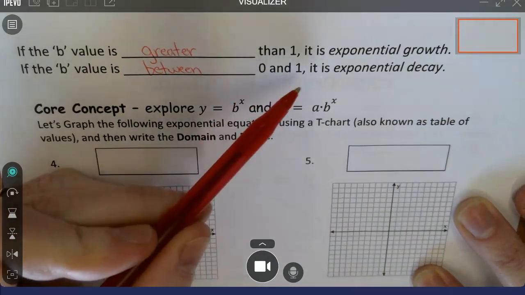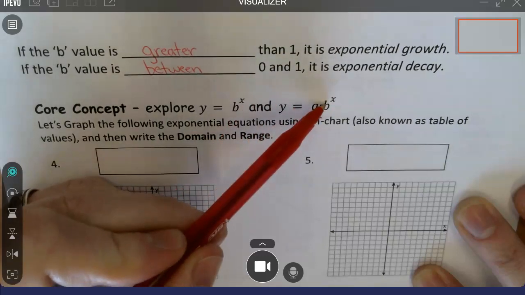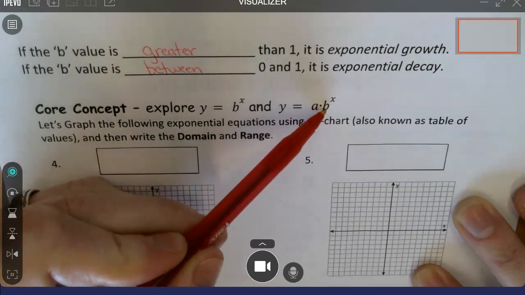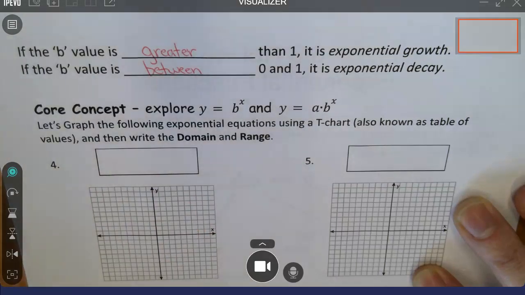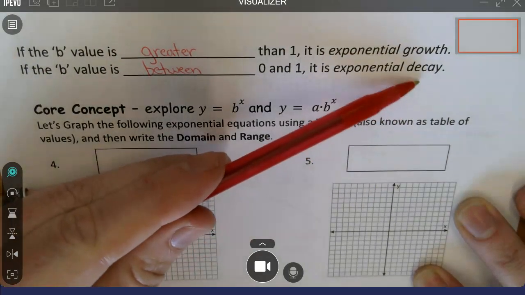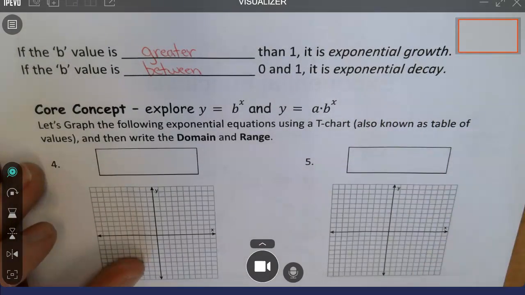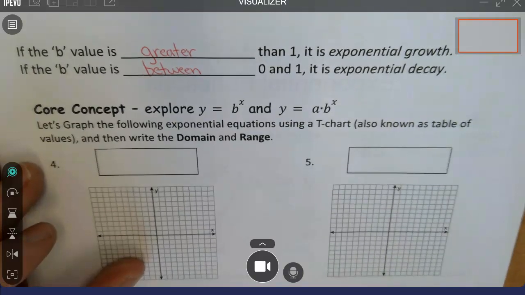Well, if you have a number between 0 and 1, that means it's going to be a fraction. So if the fraction that we put in for b is like 1/2, 1/4, 2/3, any fraction that falls between the values of 0 and 1, it's going to be exponential decay. All right, so now let's do some practice graphs, just so we get used to what an exponential function is going to look like.